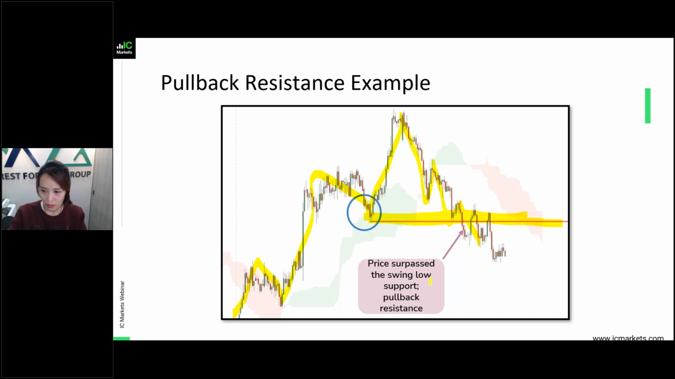Once it breaks this low, you need to draw your support level here. What you can see is a multi-swing low support, which is a pullback resistance. So basically this is your support level. You wait for price to pull back and then you sell. You might ask me why I picked this level as my resistance level. Because you know this is a swing low, 1, 2, 3, like 4 times.